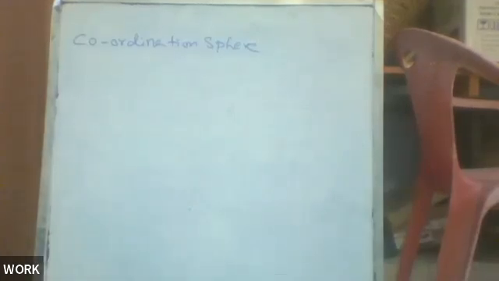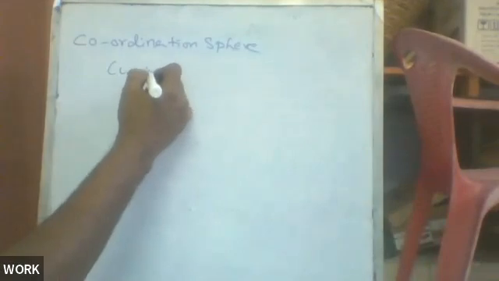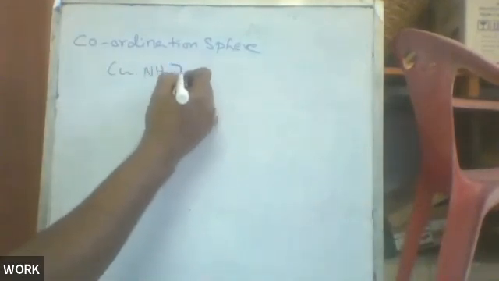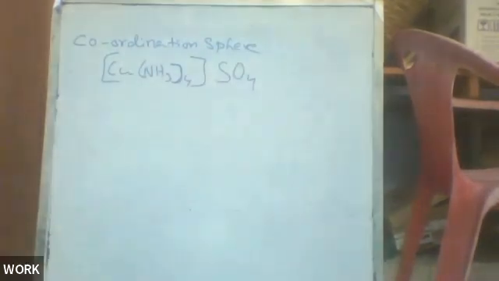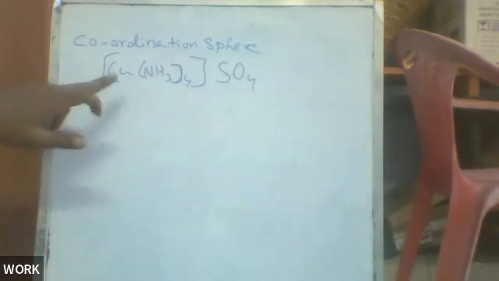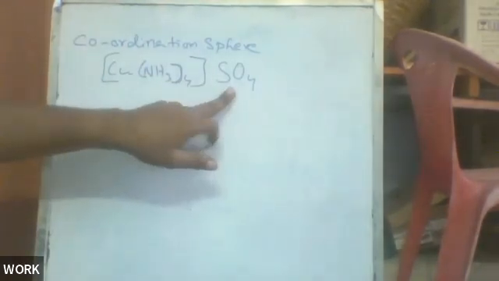So coordination sphere means, in the complex, the central metal atom along with the unionizable ligands, which are put in the square bracket. So it is called the coordination sphere. When you take the example, this will be the example. Look, I have written copper ammonium sulfate.